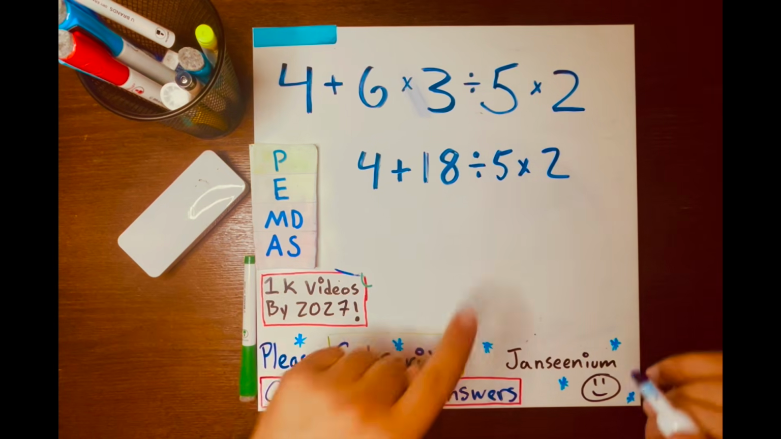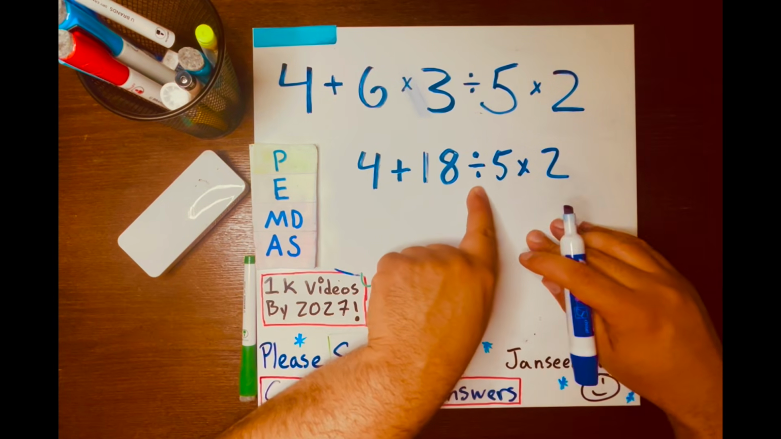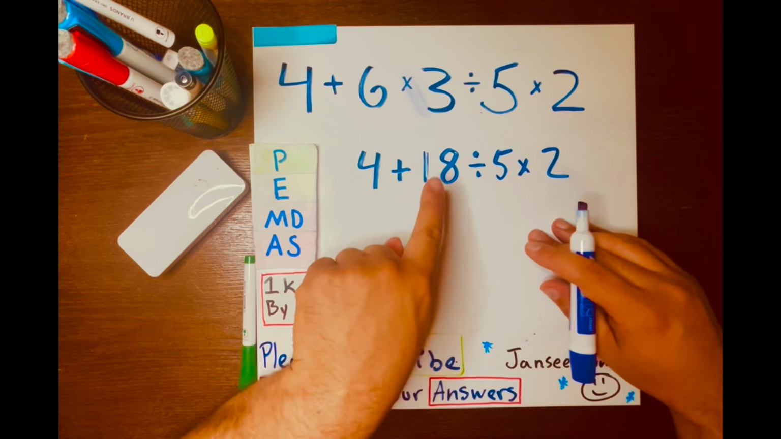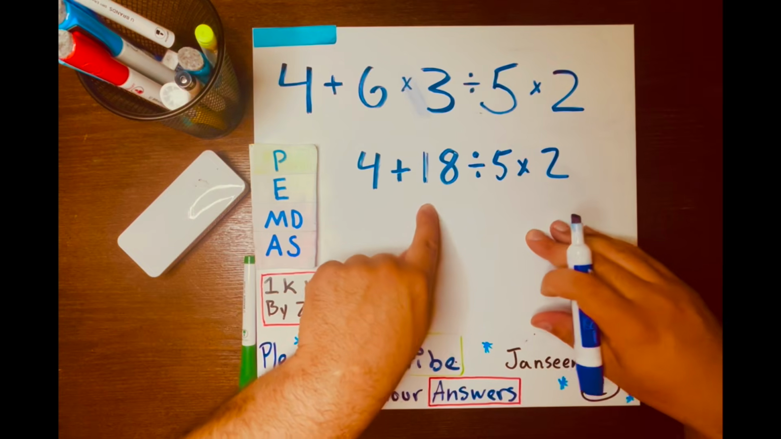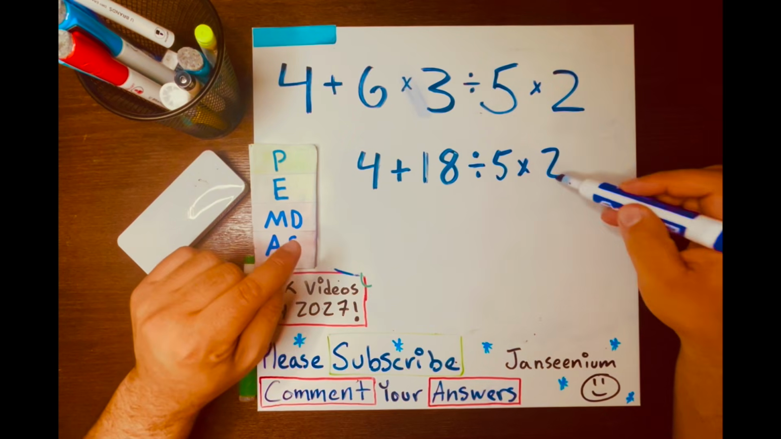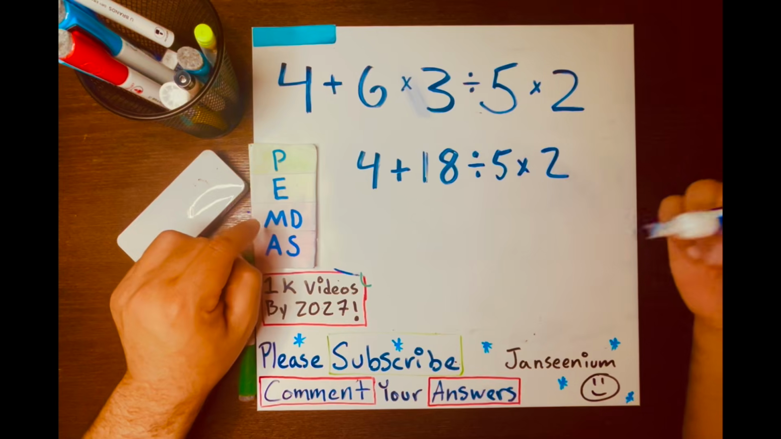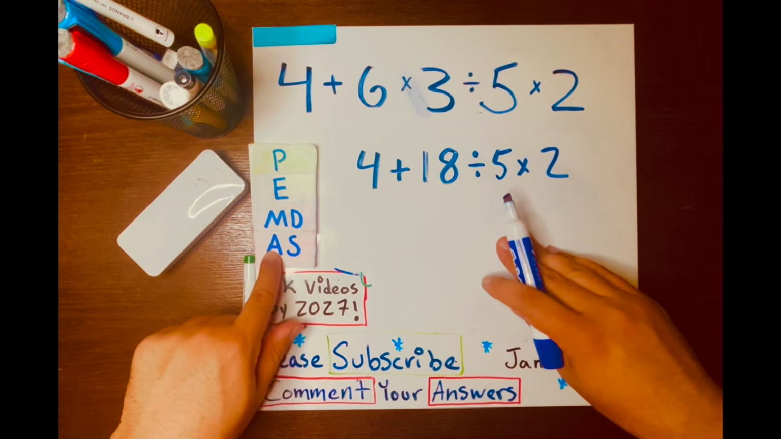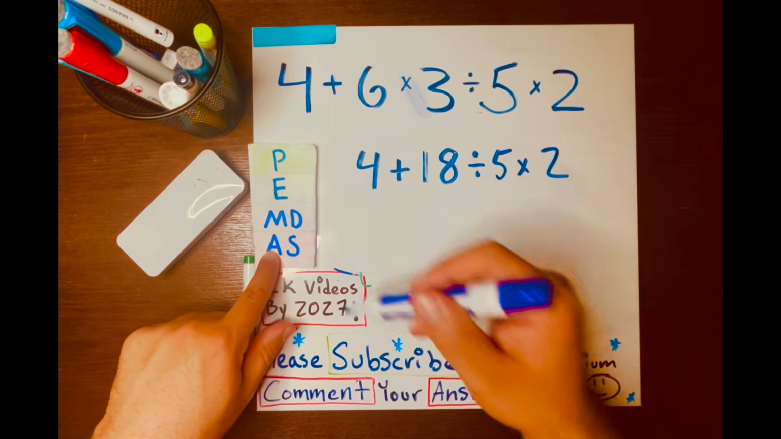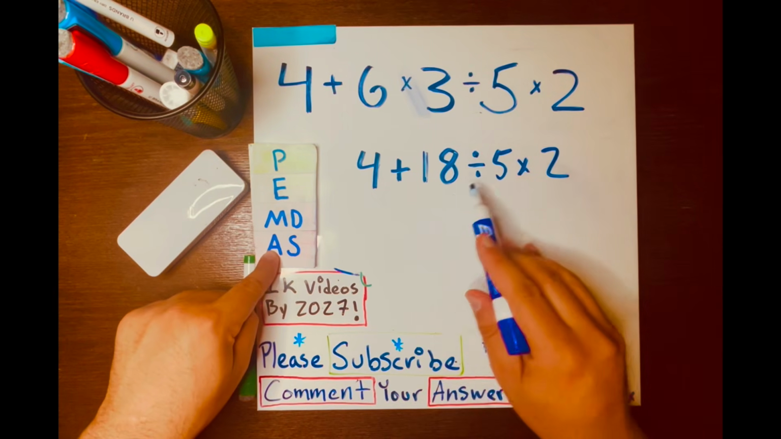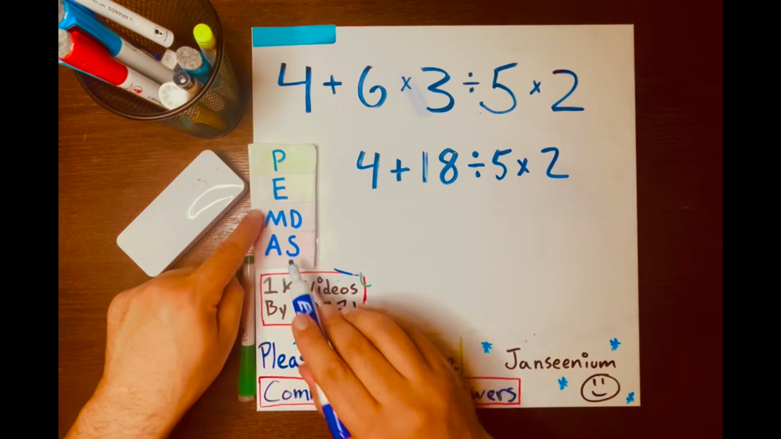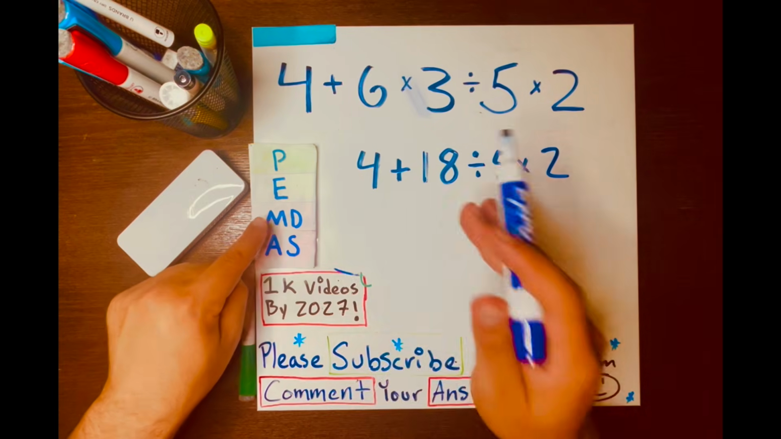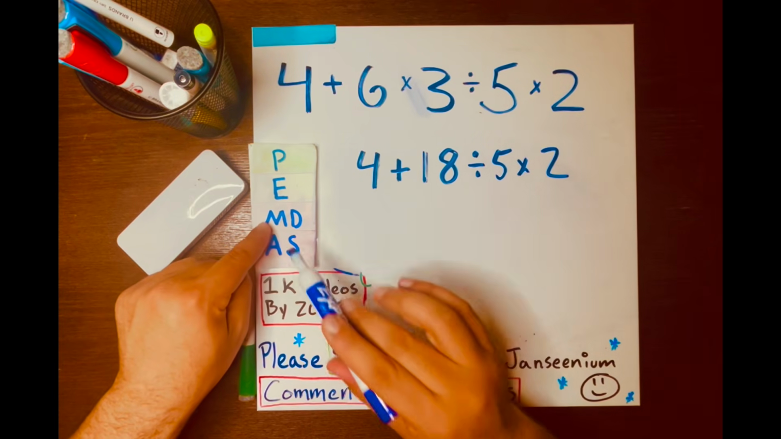PEMDAS is saying that division goes first. Do not start with 4 plus 18 because you'll get the wrong answer. And don't start with 5 times 2 because you'll get the wrong answer as well. PEMDAS is saying that addition, which is the lowest level in PEMDAS, will not go first because division is above the lowest level, which is multiplication and division, if you did not know what MD stands for.